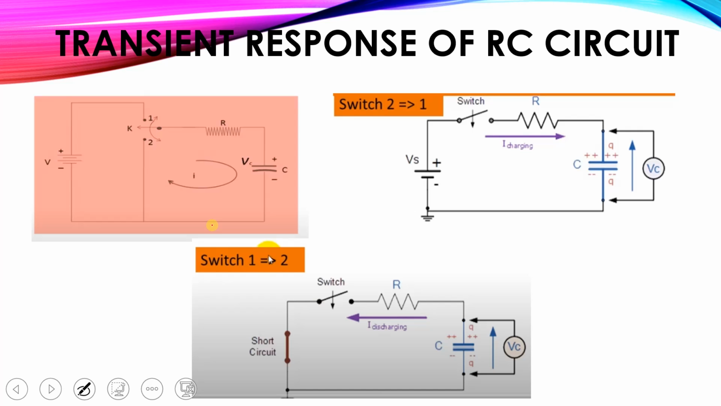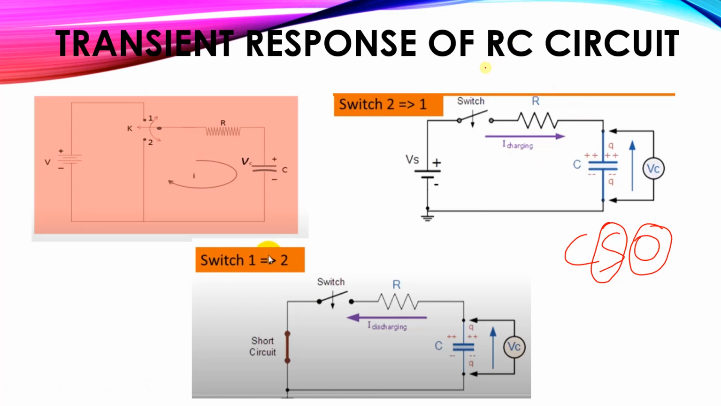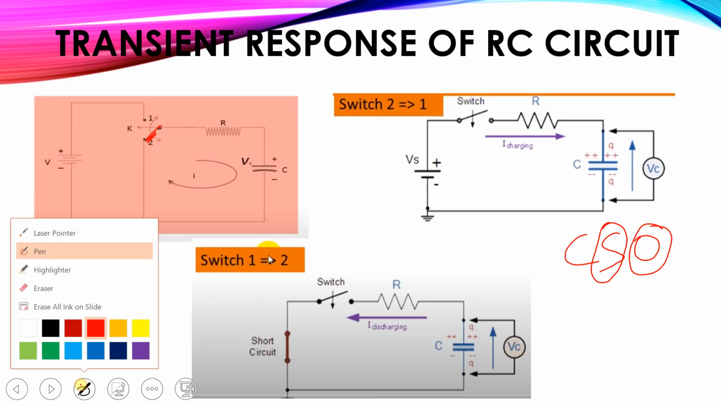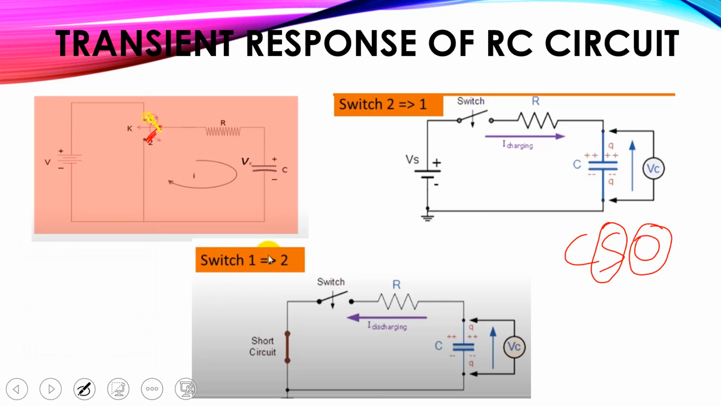As I told you previously, at the initial stage the capacitor acts as a short circuit, and at the final stage the capacitor is considered an open circuit. Now this circuit is also divided into two cases. Initially the switch is connected to 2. The first case is when we move the switch from 2 to 1, and the circuit has the voltage source, the resistance and the capacitor.